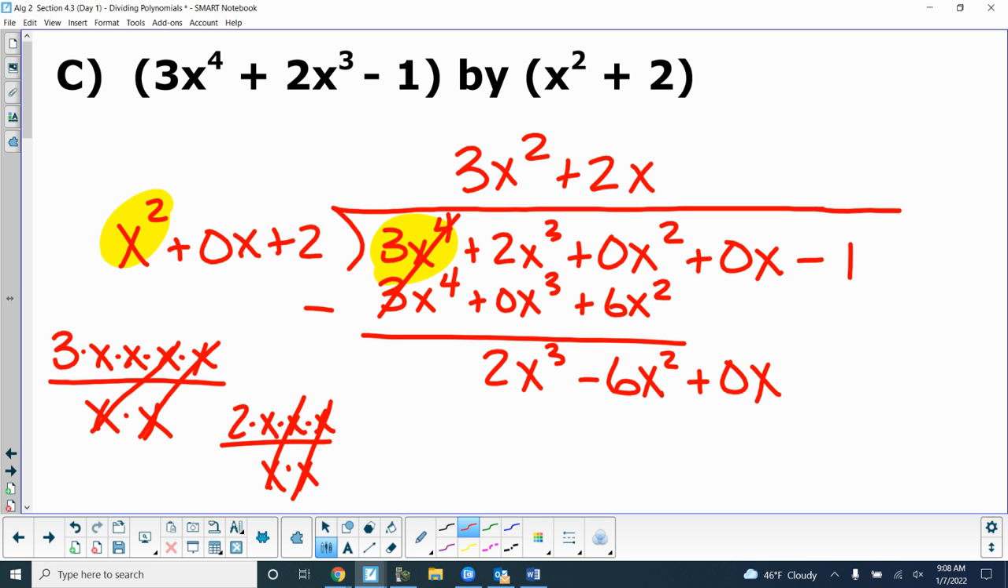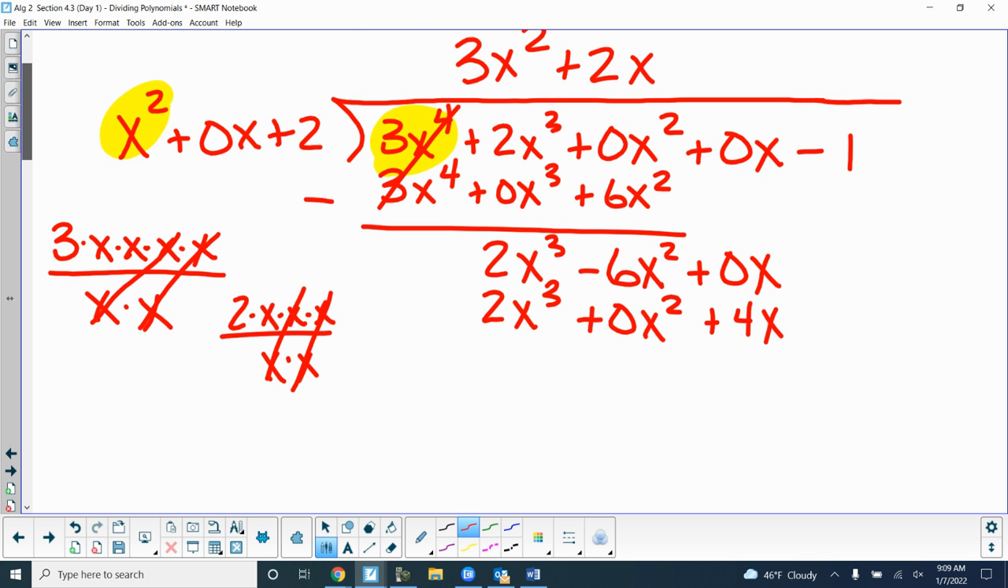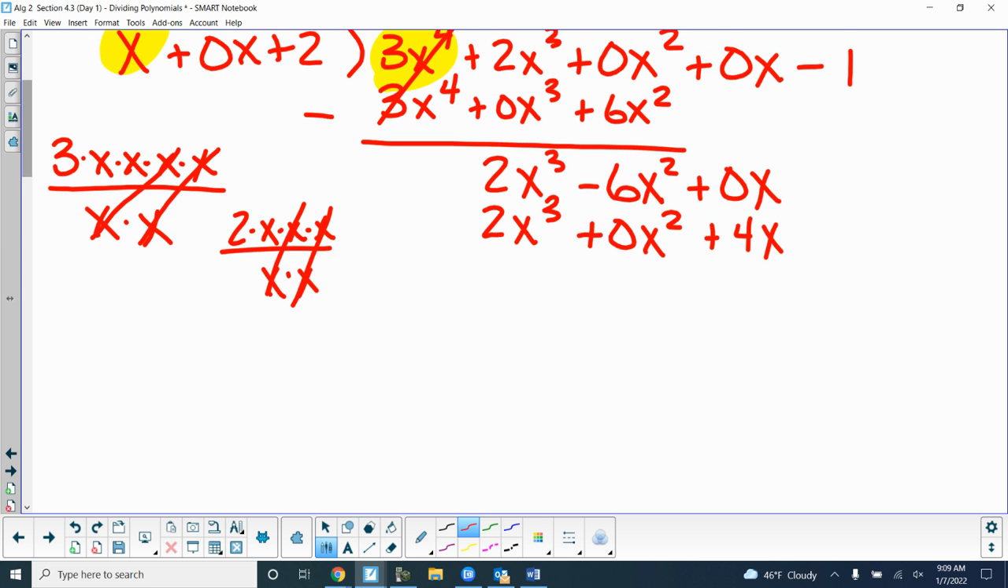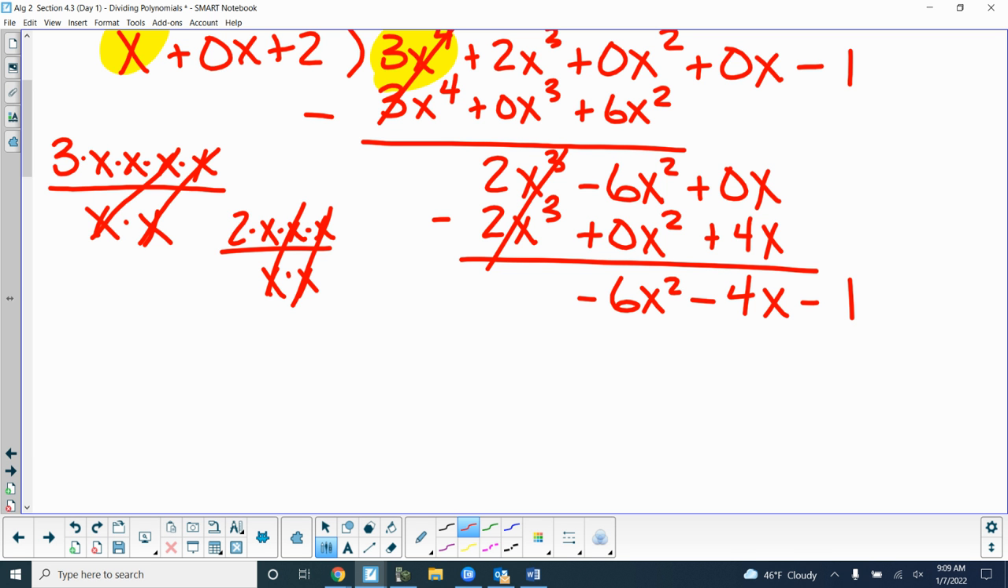What do I do with that 2x now? I gotta multiply to bring numbers down, right? So what's 2x times the x squared? 2x cubed. What's 2x times 0x? 0x squared. What's 2x times positive 2? 4x. Okay, now what? Subtract. Same procedure, right? So those go away. What's a negative 6 minus 0? Negative 6. What's 0 minus 4? Negative 4. And then bring down the minus 1.